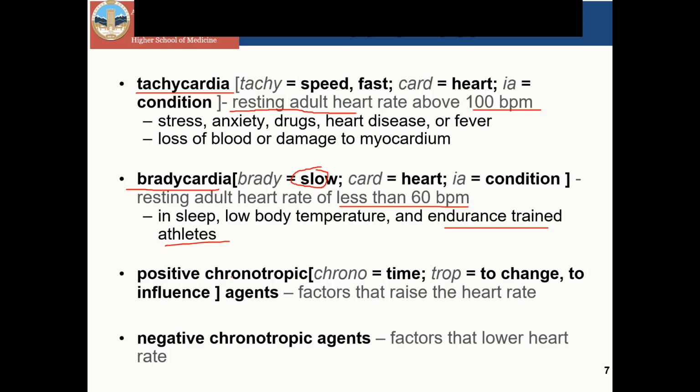Next, positive chronotropic agents. Chrono means time, trop means changing or influence. It means some agents that increase our heart rate are called positive chronotropic agents. And some factors that decrease our heart rate will be negative chronotropic agents. These two terms are also important to understand.